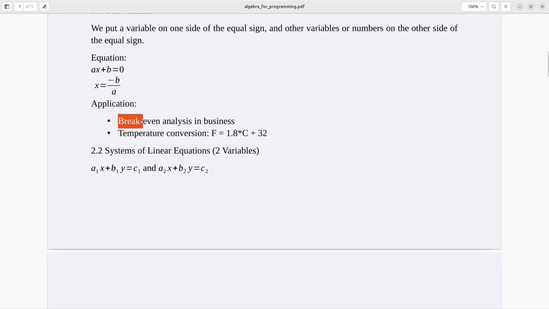We can use it in the break-even analysis in business, and also to solve the temperature conversion easily between Celsius degrees and Fahrenheit degrees. Okay, so let us see how we can do this solving in Python.